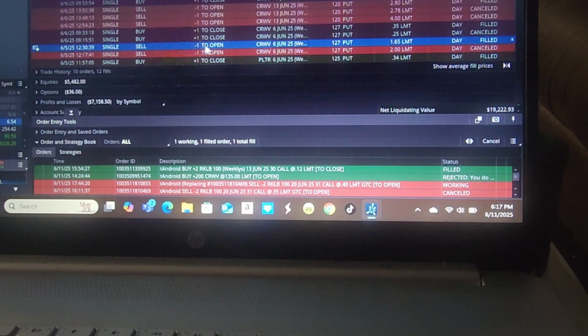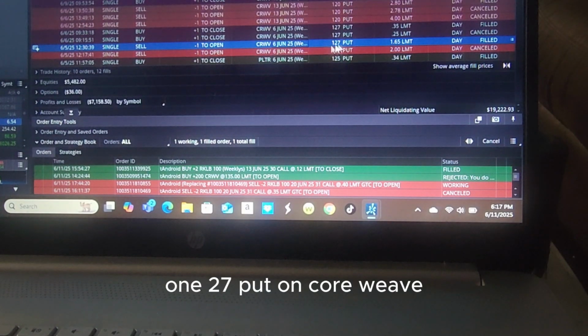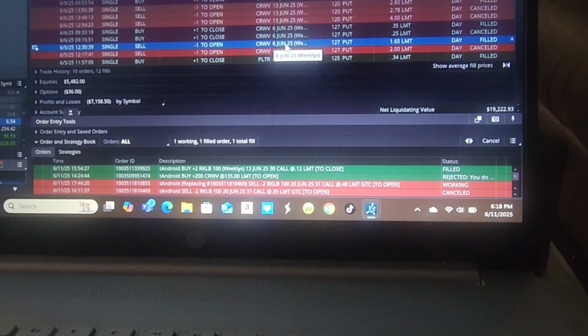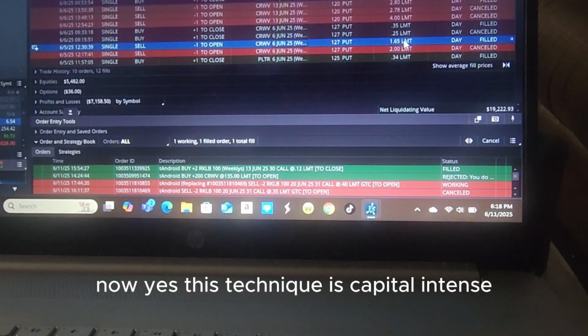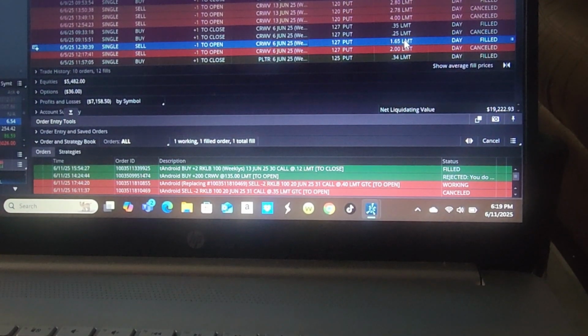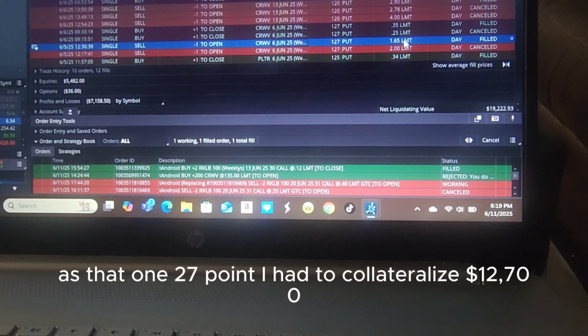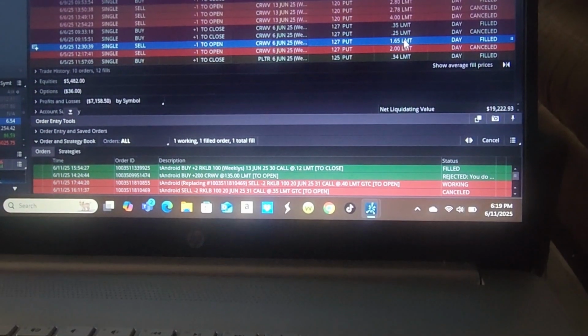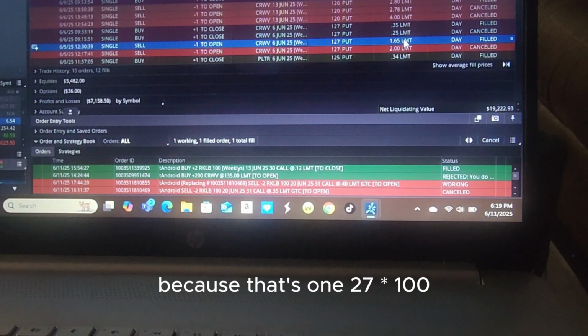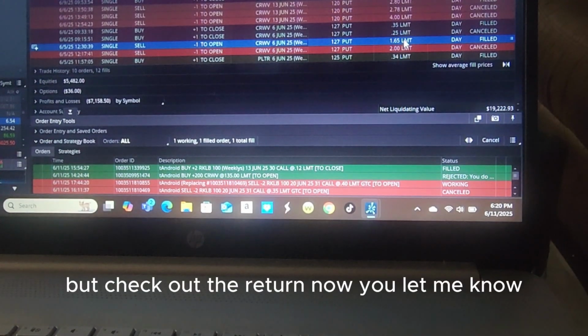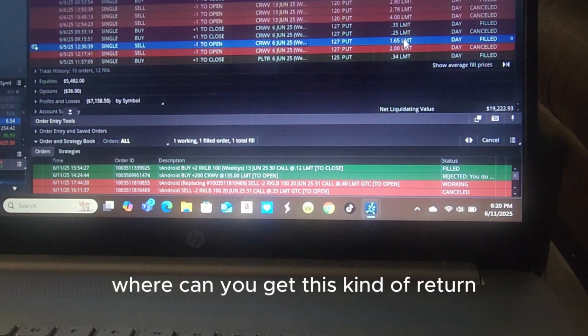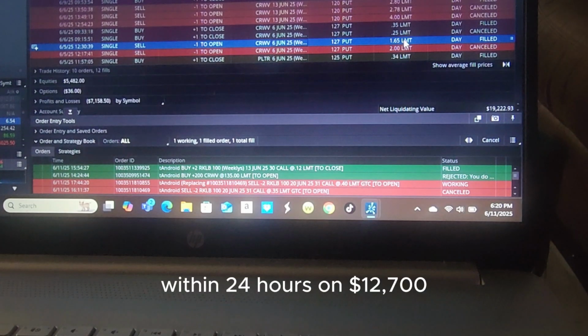I sold a 127 put on CoreWeave. Now notice the expiry was the next day. Now yes, this technique is capital intense, as that 127 put, I had to collateralize $12,700 because that's 127 times 100. Each contract represents 100 shares. But check out the return. Now you let me know, where can you get this kind of return within 24 hours on $12,700?